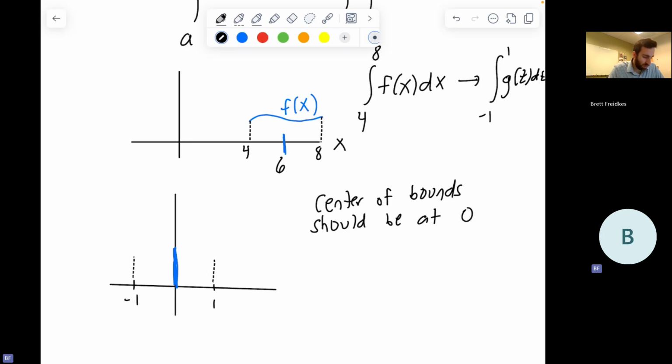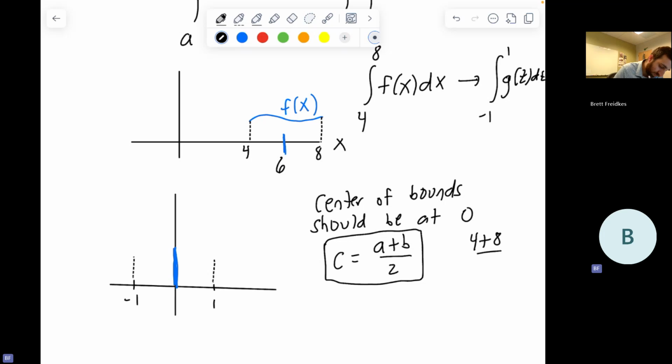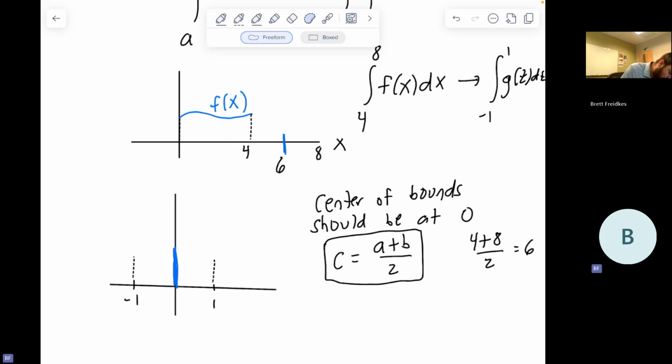How do I know that? Well, that's going to be the average of the two values. So I'm going to define a variable c, that is the center. That will be the average of my bounds. And in this example, that would be 4 plus 8 over 2, which is 6. So what I would like to do is I would like to take this guy. Maybe I'll try my best to include this here. I want to take this guy and I would like to shift it across so that it is now centered at 0.